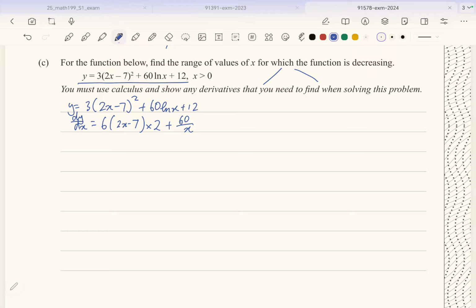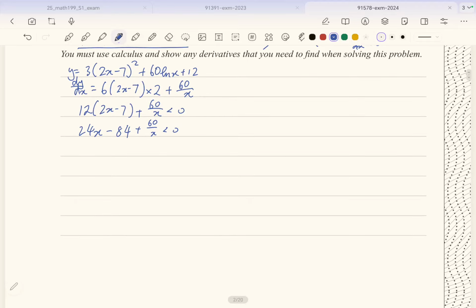There's our dy dx, and it's decreasing, meaning our dy by dx is less than 0, right? It's negative. So we can set this to be less than 0, which becomes 12 times 2x minus 7 plus 60 over x is less than 0. We're going to expand that. 24x minus 84 plus 60 over x less than 0.